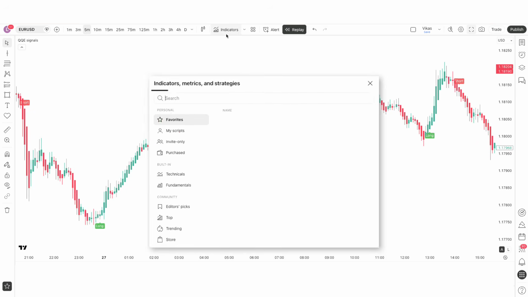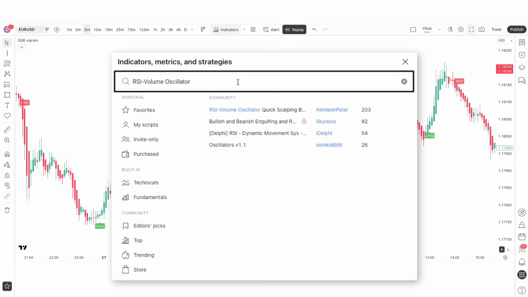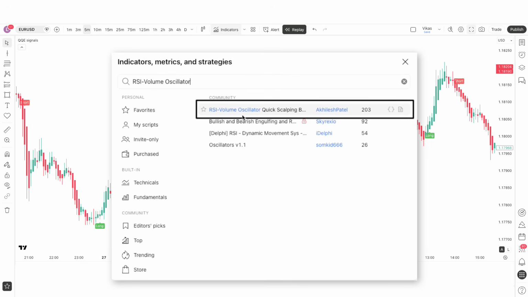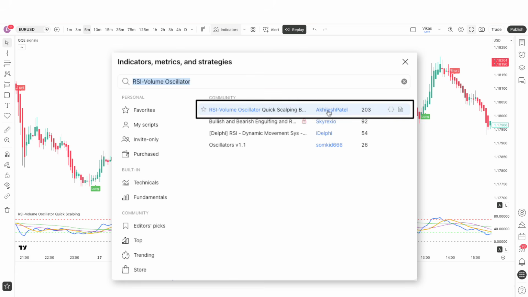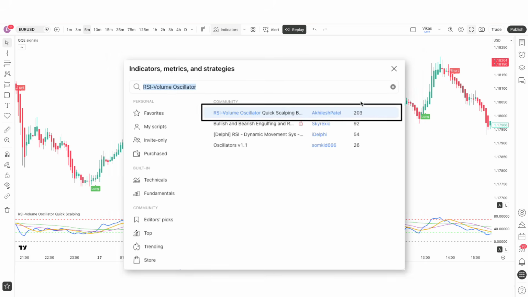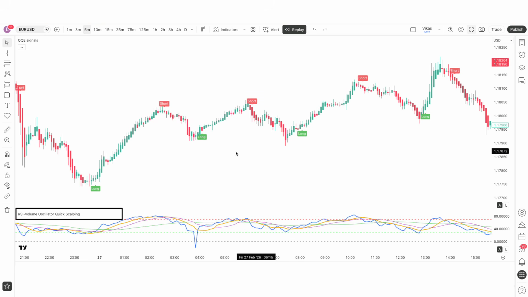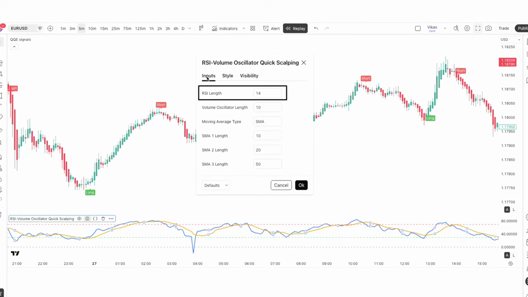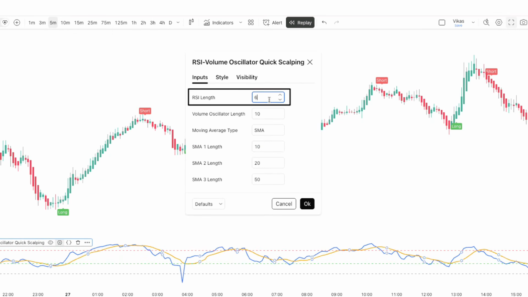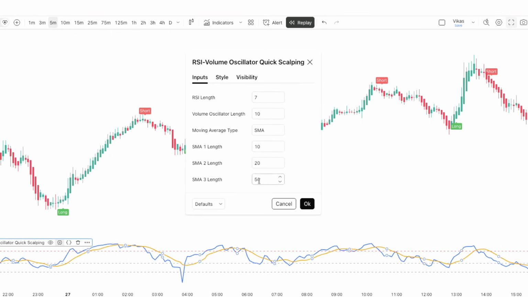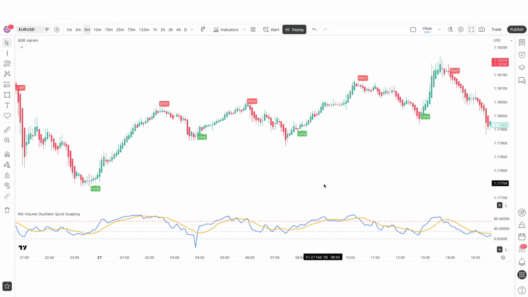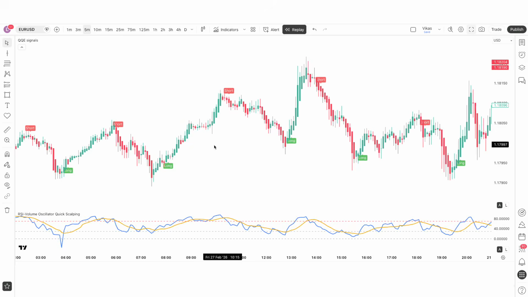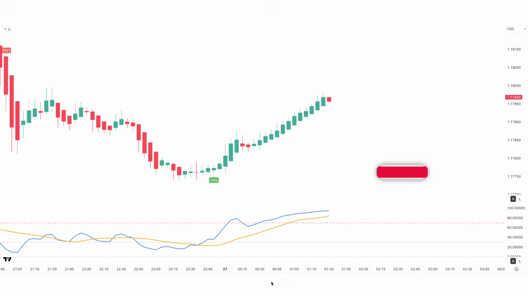In the indicator search, type RSI volume oscillator and select the RSI volume oscillator indicator created by Akhilesh Patel. Now let's access the settings of this indicator so we can modify it to suit our strategy. We have to keep these options hidden. We change RSI length 14 to 7, and here everything is fine after that. Click OK. Now our setup is ready. Let's see how we use these trading setups.